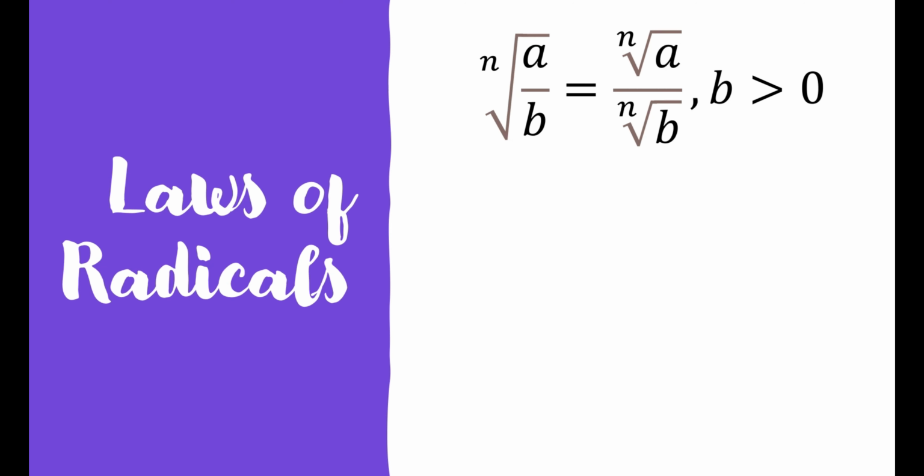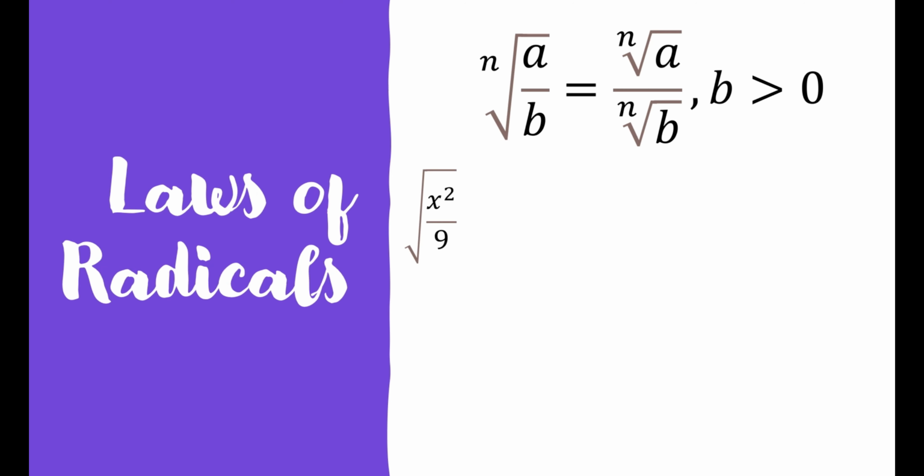The third law states that the nth root of a over b is equal to the nth root of a divided by the nth root of b, where b is greater than 0, which is concerned about the roots of fractions provided that the denominator of the radicand is greater than 0. Let us have some examples. First, square root of x squared over 9.